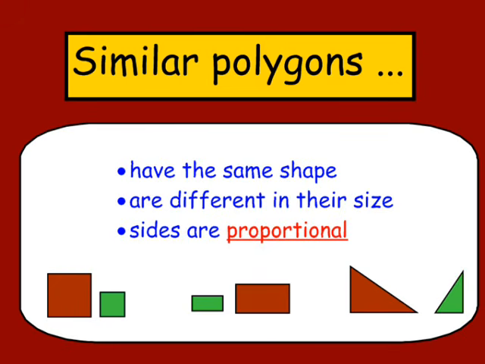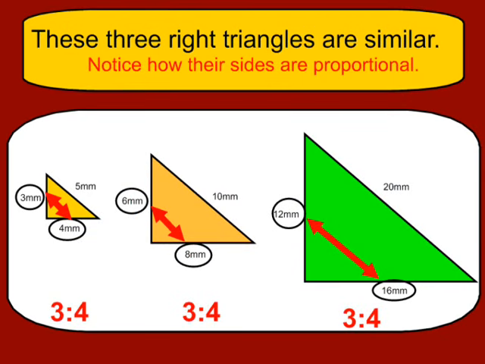So here's three examples of shapes. They have the same shape, but they're different sizes. Now, one thing that's really important is that the sides are proportional on similar polygons. Well, what does that mean? The sides are proportional. Well, it means they have the same ratio.